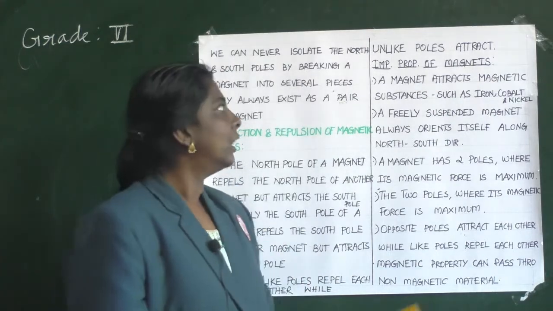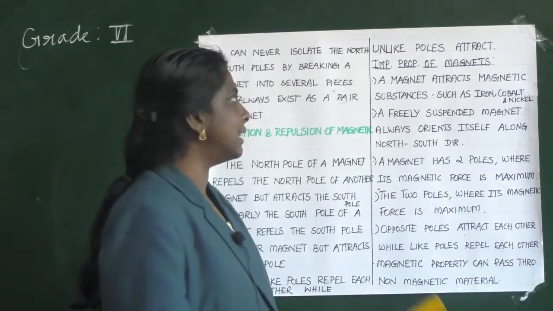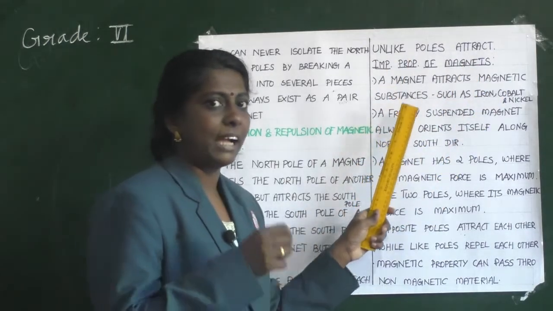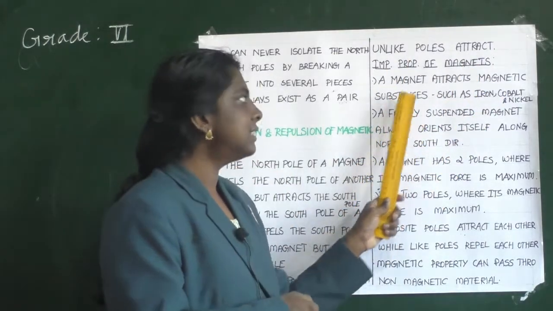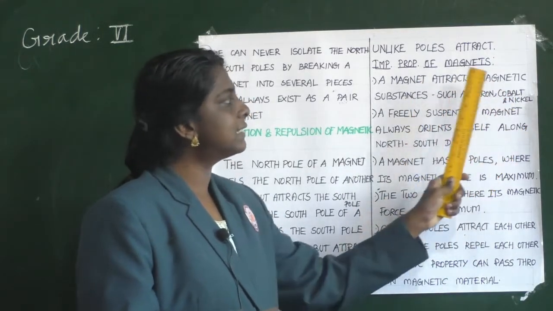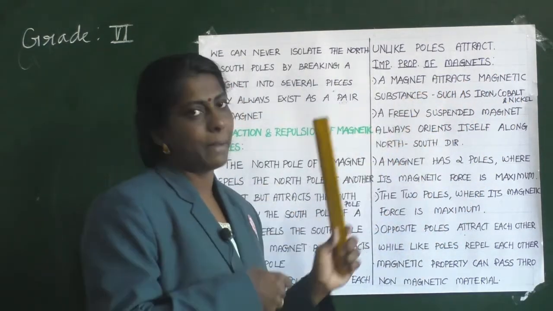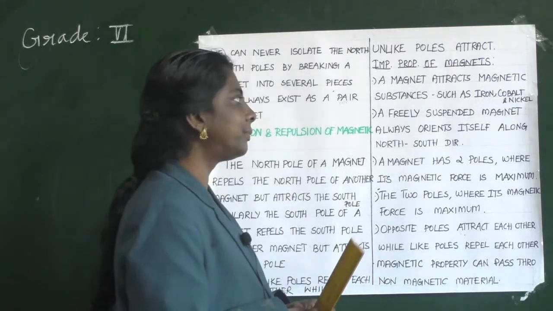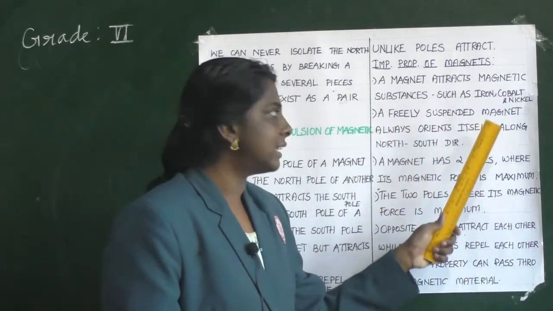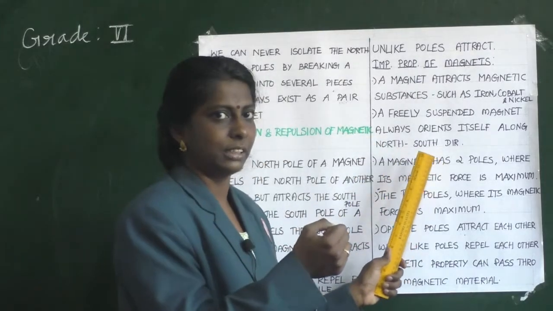Now, let us learn about important properties of magnets. A magnet attracts magnetic substances, such as iron, cobalt and nickel. So, these substances will be there in some objects. Those objects will get attracted by the magnet. Can you understand? Yes. Now, a freely suspended magnet always orients itself along north to south direction.